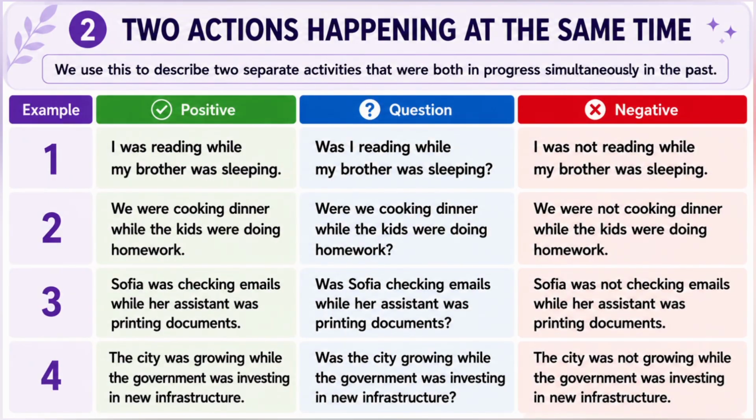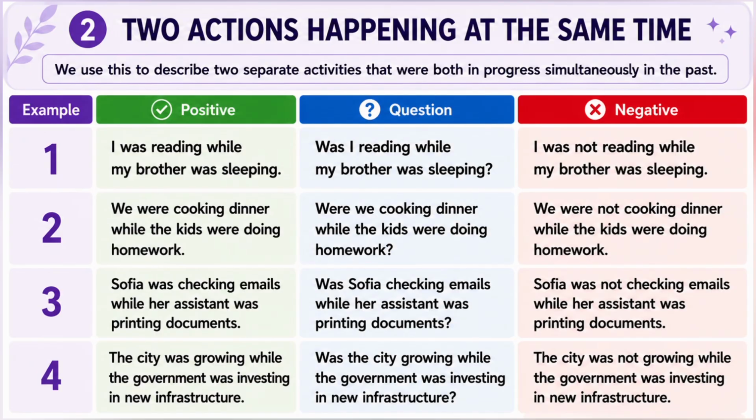Now let's move to the second use. The second use is two actions happening at the same time. We use this tense to describe two separate activities that were both in progress at the same time in the past. Example 1. Positive. I was reading while my brother was sleeping. Question. Was I reading while my brother was sleeping? Negative. I was not reading while my brother was sleeping.